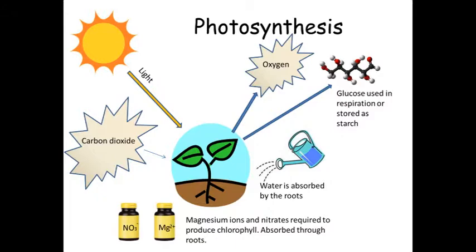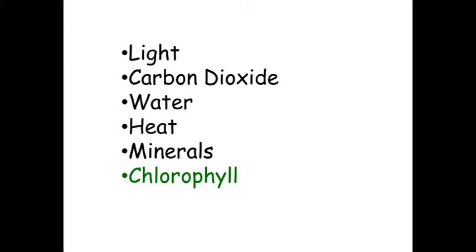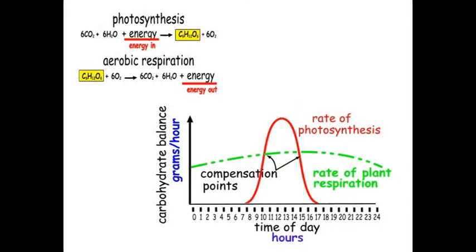The following components are required for photosynthesis: light, carbon dioxide, water, heat, minerals, and chlorophyll. Photosynthesis takes place in the daylight. The sugars that are produced are used for cellular respiration constantly, day and night. Obviously, whilst it is daylight, extra glucose is being produced, and this is stored as starch until it is required.